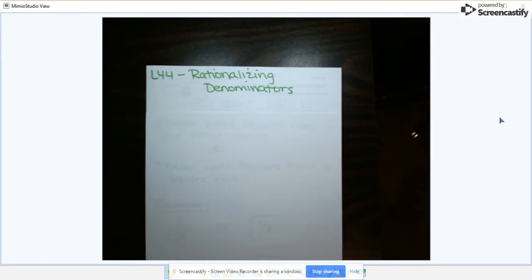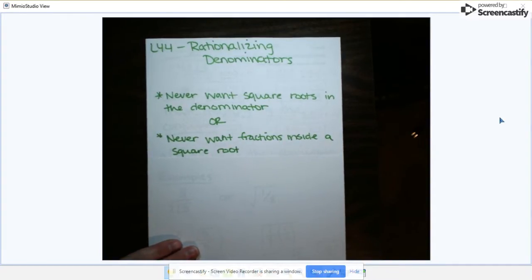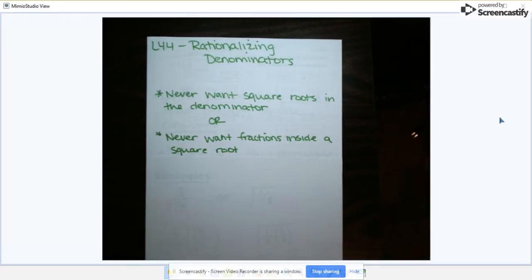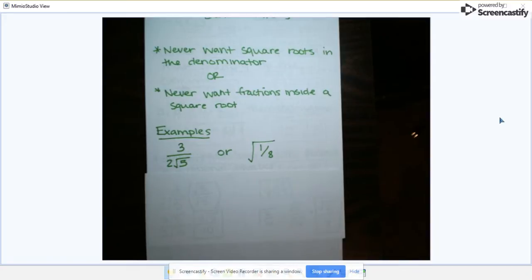Hello, we're going to look at rationalizing denominators today. What that means is that when we have a fraction, we don't ever want a square root or a radical in the denominator. But that also can look like we don't ever want to have a fraction inside of a square root that we may have. So here are two different examples of both of those definitions.